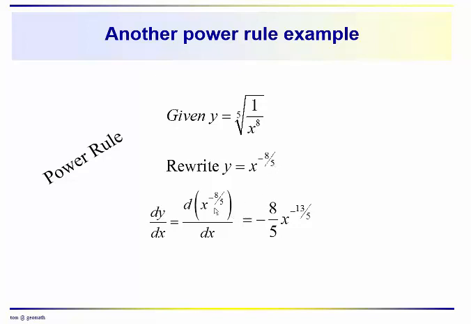We take that derivative, and we just use the rule that we've already developed. Minus 8/5, reduce the exponent by 1. In this case, it's minus 5/5. So minus 8/5 minus 5/5 gives us minus 13/5.